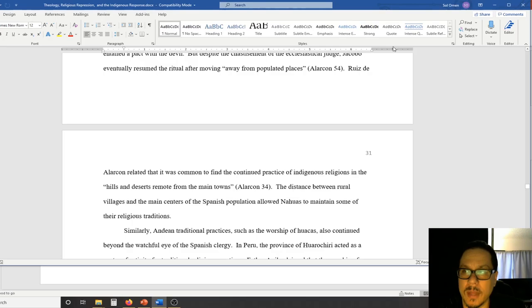So that is an example of how to structure your body paragraphs. You'll have multiple body paragraphs in your paper, and they should all follow a structure similar to that.